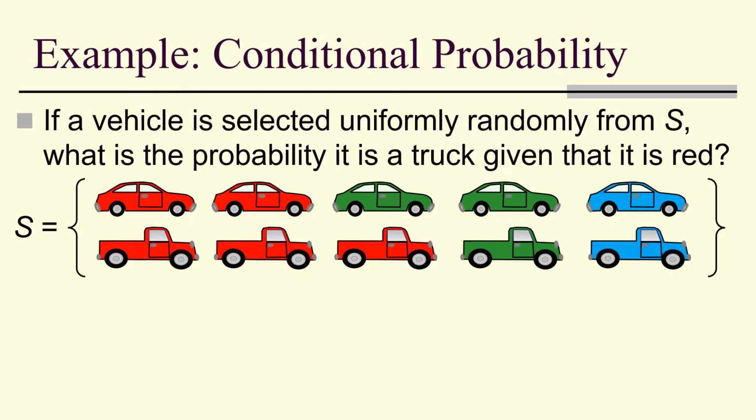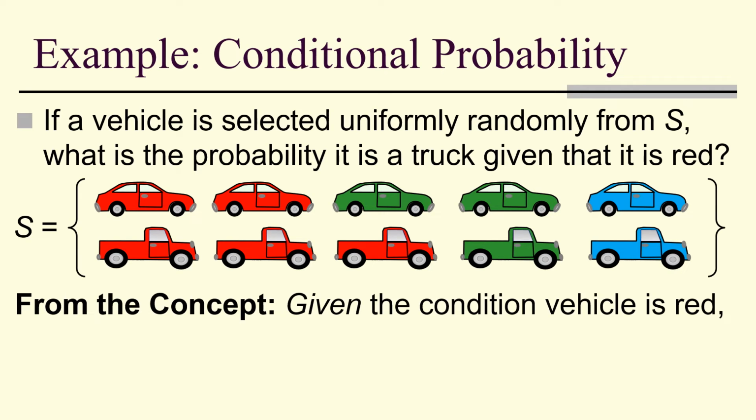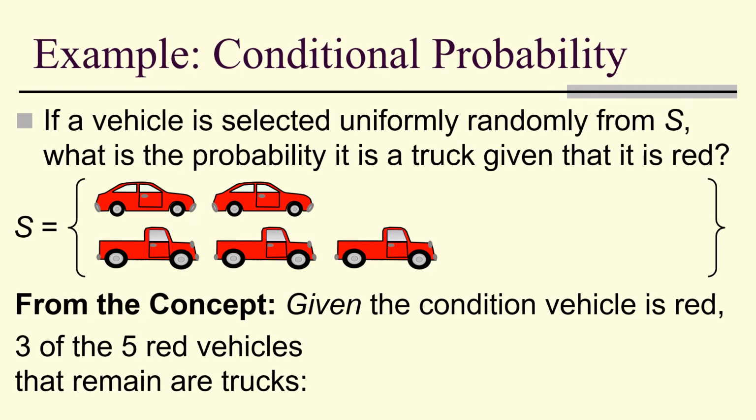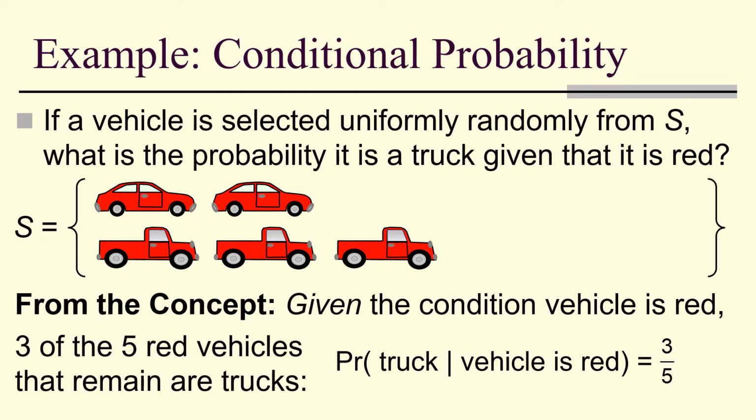For example, suppose we uniformly randomly select an automobile from this set X. What's the probability that it is a truck given that it is red? Well, we can just use the concept of conditional probability. The condition that the vehicle is red means we can ignore all the non-red automobiles. 3 of the 5 red vehicles that remain are trucks, and therefore the probability of a truck, given that the vehicle is red, is 3/5, or 0.6.